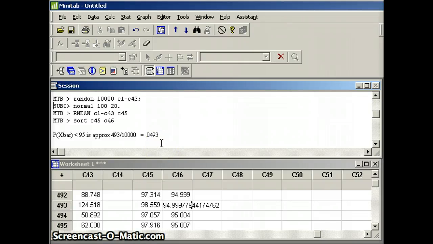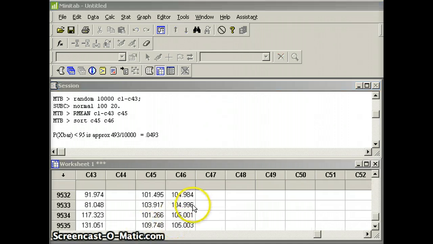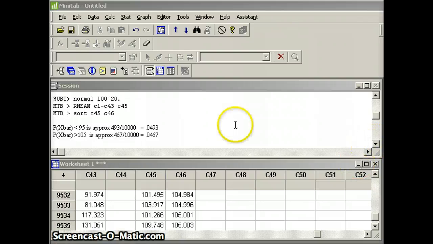But this is a two-tailed test, so I also have to find how many are greater than 105. Okay, scrolling through our list, we see 9,533 are less than 105. So that would mean the balance are greater than 105. So the probability x bar is greater than 105 should be about 467 out of 10,000. That's how many more there are to get to 10,000.